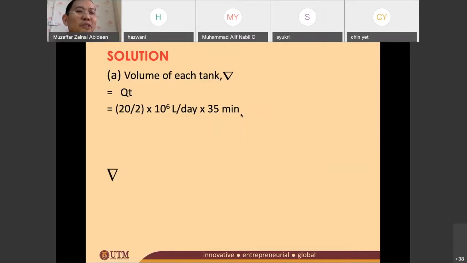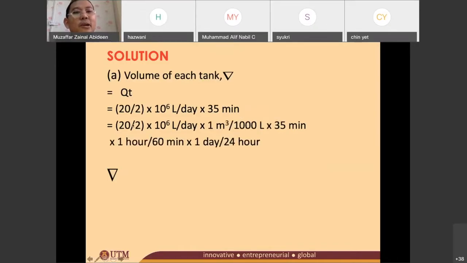I'll help you a little bit. Those are the Q and the time T, and then you have to multiply by 1 meter cube divided by 1000 liter. This is basically to change the unit from liter to meter cube, so you can cancel liters here. Then this is meter cube. And then you have to multiply by all these values just to make the units the same. 35 minutes cannot simply be multiplied with day, so you have to do some unit conversions.